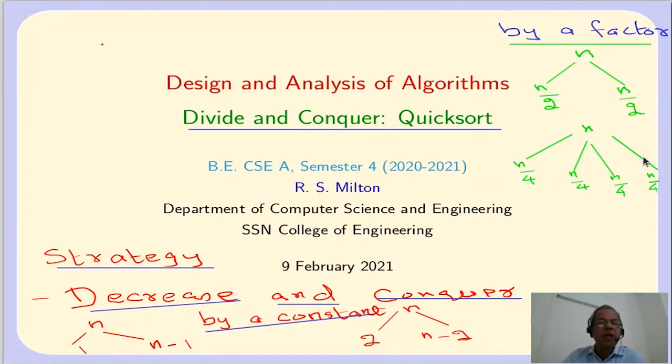Difference number 1, for decrease and conquer, the instance size is decreased by a constant, whereas for divide and conquer, it is reduced by a factor. Difference number 2, in decrease and conquer, one call results in only one recursive call because there is only one sub-instance, whereas in divide and conquer, one call to the algorithm may result in multiple recursive calls. We call that tree recursion, whereas this is linear recursion.